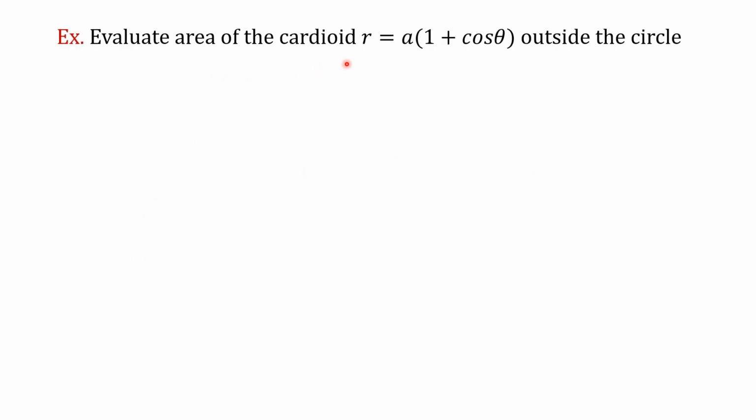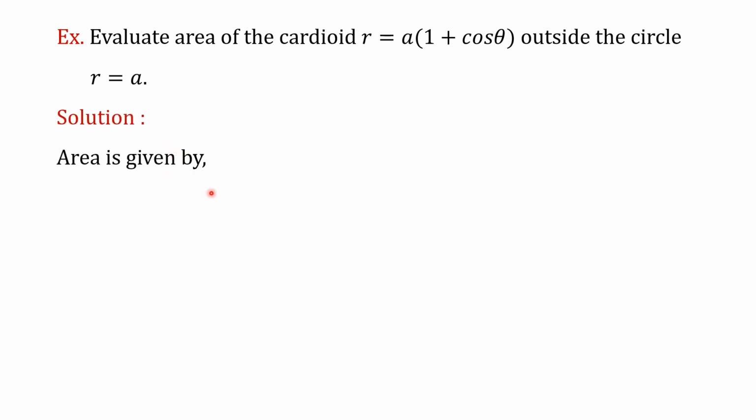Evaluate the area of the cardioid r equal to a into 1 plus cos theta, outside the circle r is equal to a. This r equal to a is the circle with center at origin and radius equal to a. So let us see the solution.